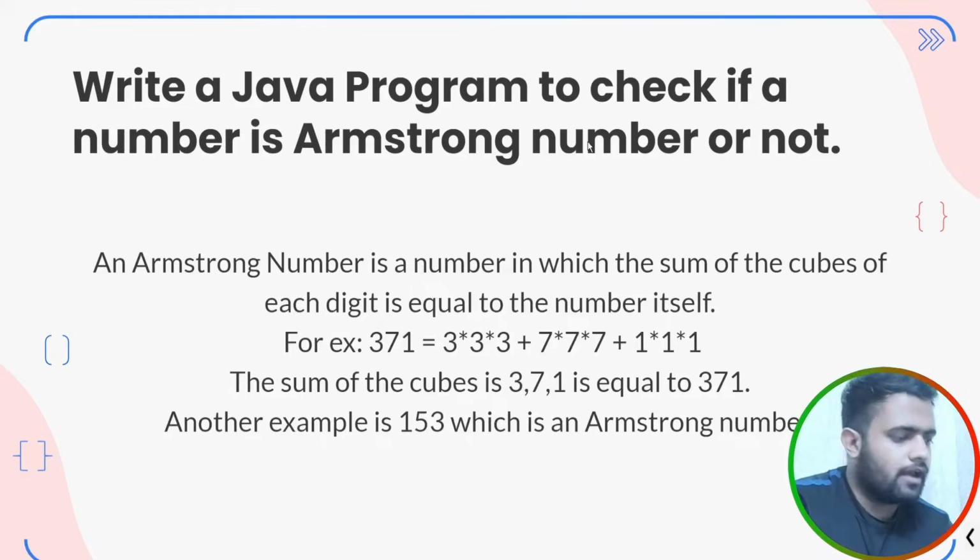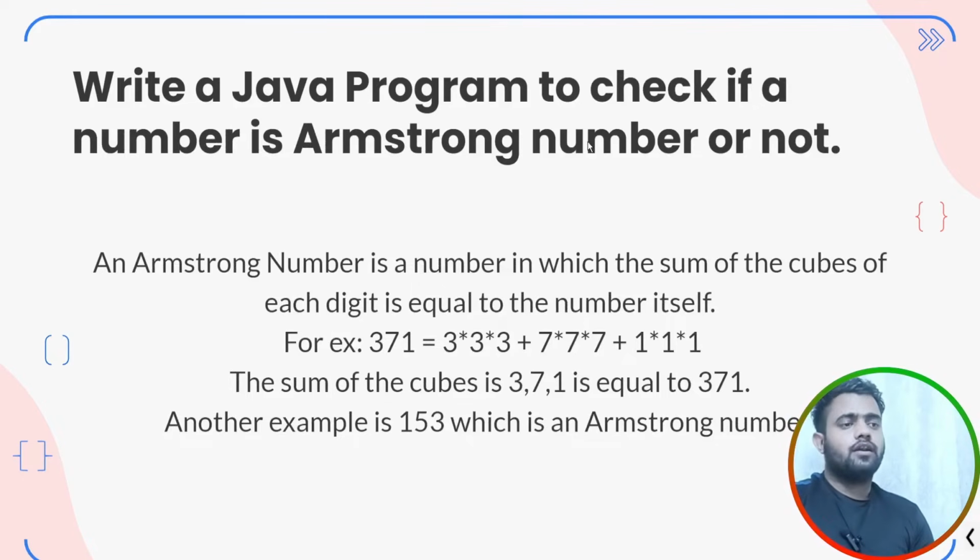The next question is to check whether the number is an Armstrong number or not. So basically this is the logic here. You will be provided a number, and you have to check whether the given number is Armstrong or not. On what basis? Here is the formula, or you can say the logic, to check.